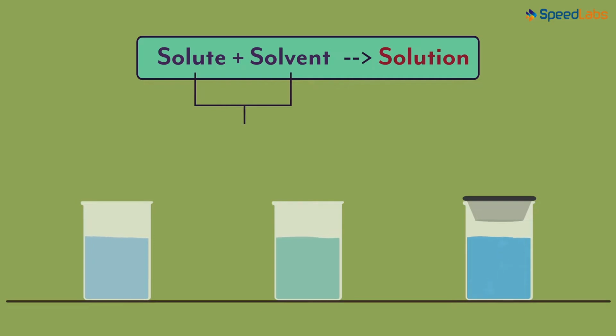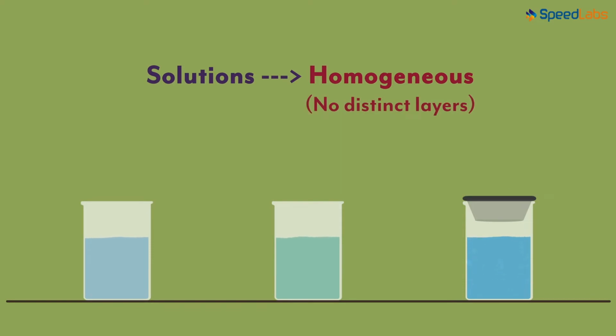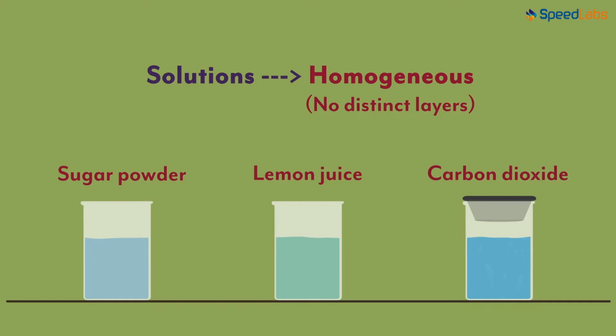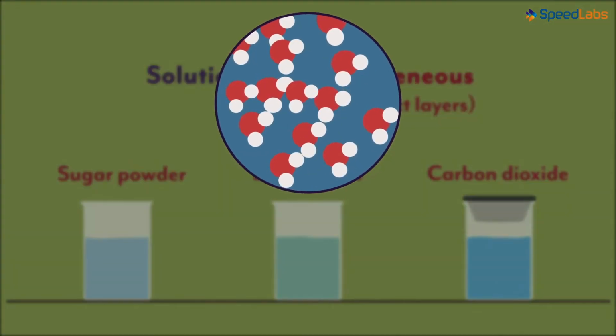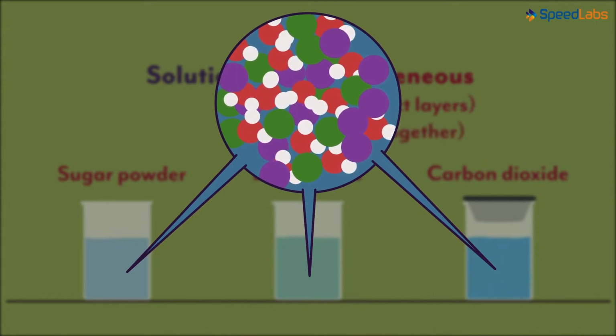As we already discussed, we cannot see the solute separated from the solvent. They have blended and formed a uniform mixture. What is such a mixture called? Can you recollect the term? Yes, we call such a mixture a homogeneous solution. Solutions are homogeneous in nature because we cannot see 2 distinct substances inside a solution. Sugar, lemon juice and carbon dioxide completely dissolve in water. The particles of these solutes find place among the particles of the solvent and blend together.